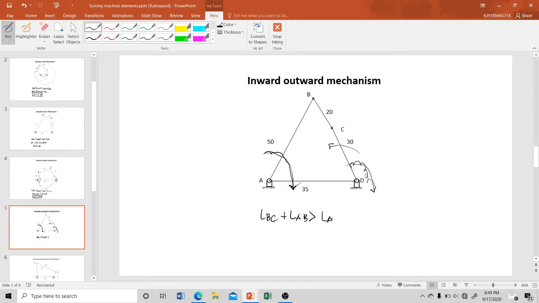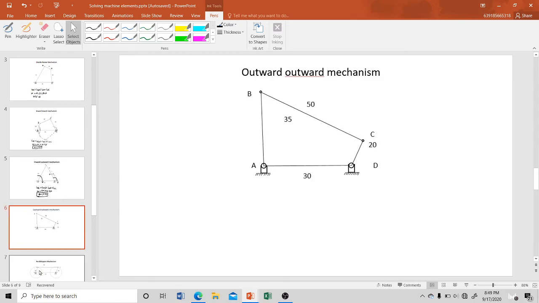So BC is 20 plus 50, which is 70, and length AD, 35 plus 30, is 65. So 70 is greater than 65. So it satisfies the non-Grashof chain, so we have an outward mechanism.